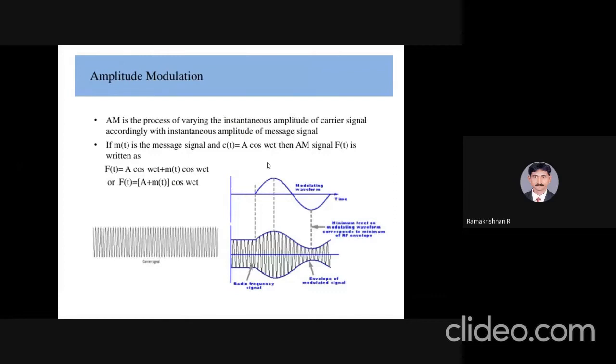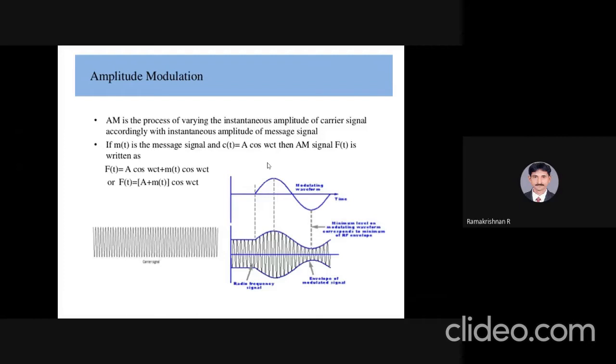Now coming to the first experiment, amplitude modulation. What is amplitude modulation? Amplitude modulation is the oldest and the simplest form of modulation. It is defined as a process of changing the characteristics of the carrier signal, that is the high frequency, in accordance with the message signal.